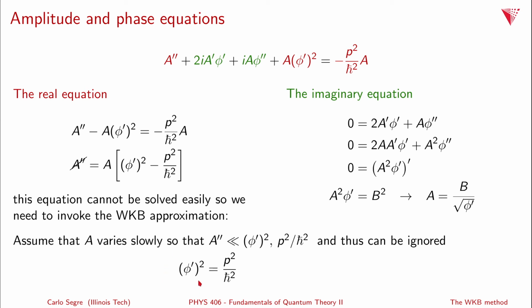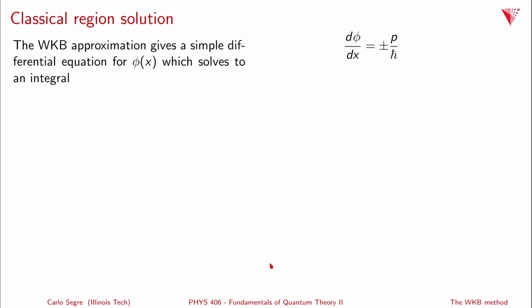So now our equation becomes, under the WKB approximation, phi prime squared is equal to p squared over h bar squared. And if we take the square root here, we see that the first derivative of phi with respect to x, which is phi prime, is equal to plus or minus p over h bar. The plus or minus comes from taking the square root of this. Now remember, p is always positive in this case because the energy is bigger than the potential energy.